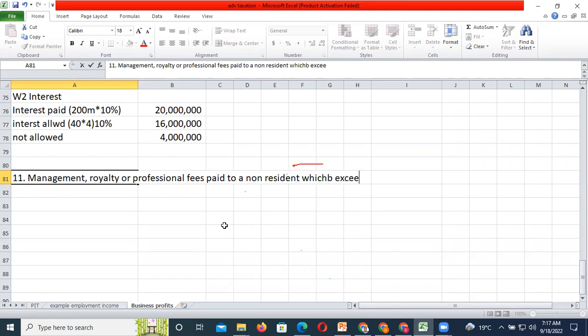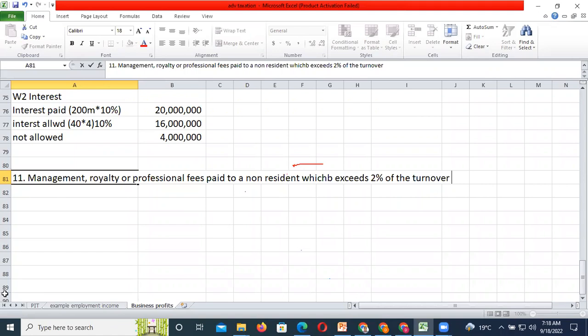Which exceeds 2%. Now, the important aspect here is the words paid to a non-resident. That's the most important aspect in this definition. If it is a management fee, a professional fee, or a royalty fee paid to a non-resident which exceeds 2% of the turnover, the excess is not allowed.